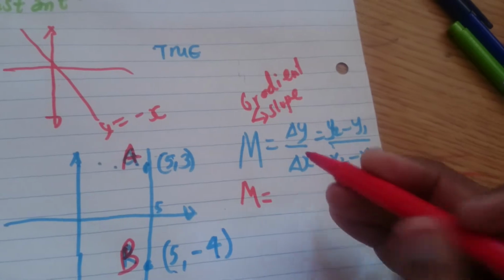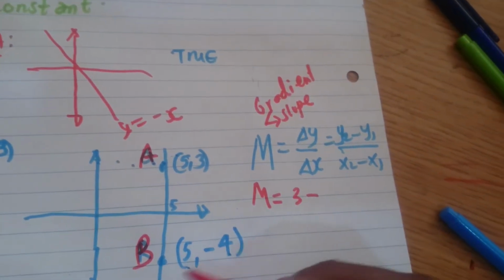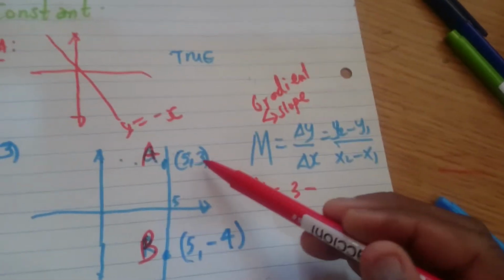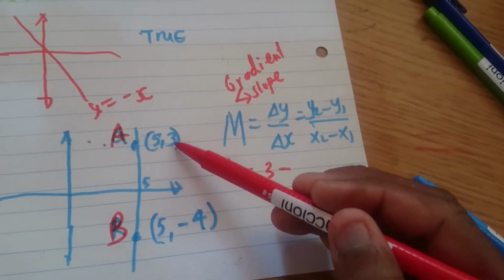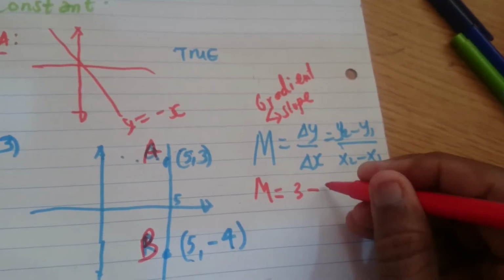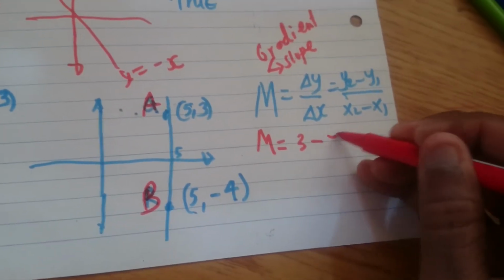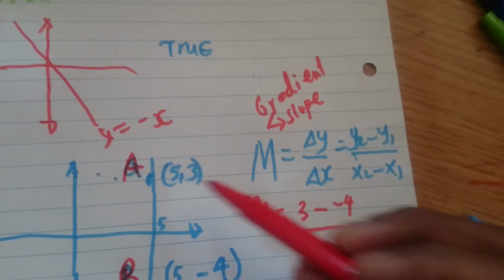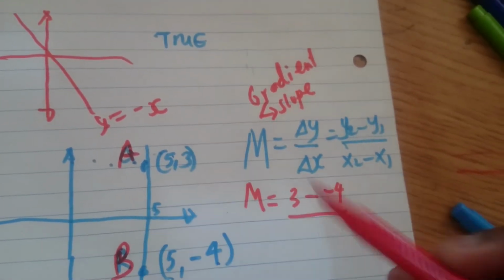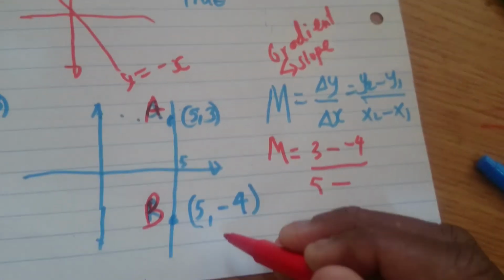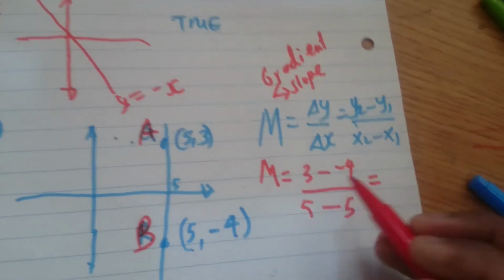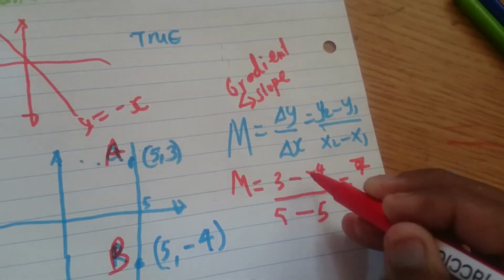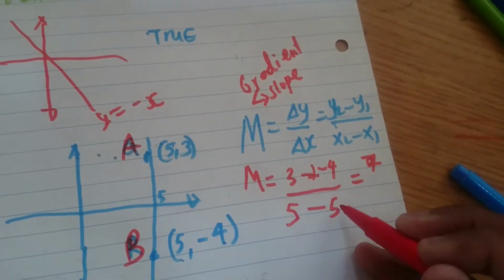What is y at a? 3. Or you can start here. If you start here, everything must start from here. So we decided to start y at a. Y at a equals 3 minus y at b, which is negative 4, so minus negative 4, over. Now for x, because we start here, we must start x here. X at a equals 5 minus x at b, also equal to 5. So this is going to be 3 minus negative 4, which is 7, because it becomes plus here. And 5 minus 5 equals 0.